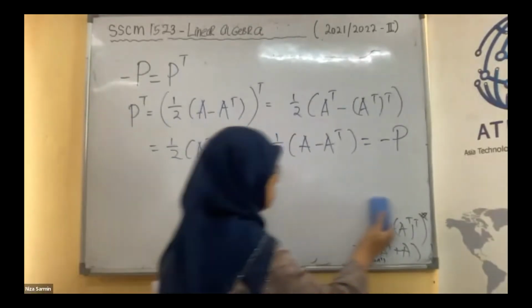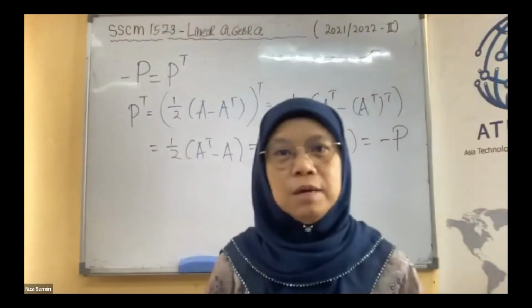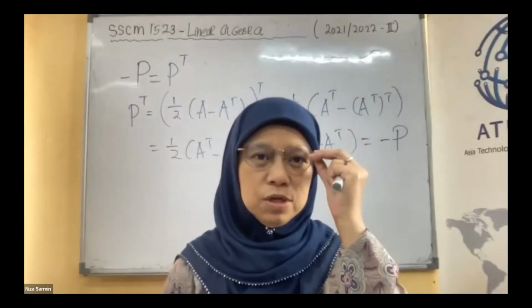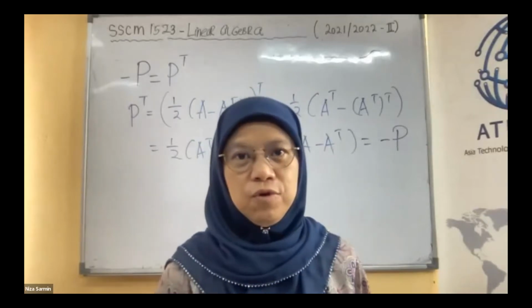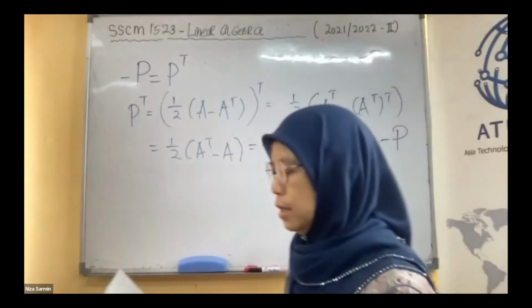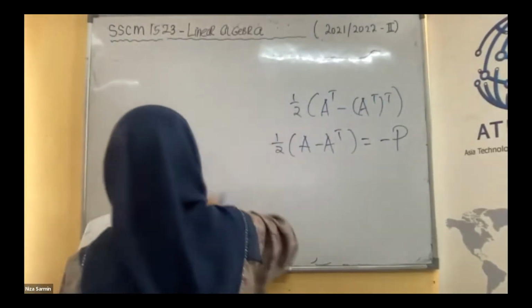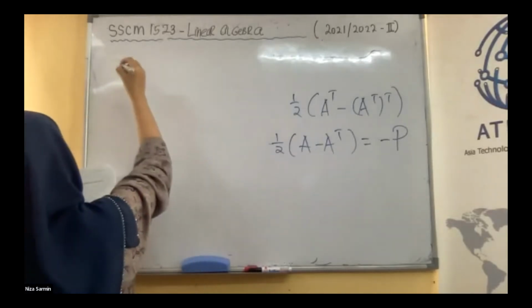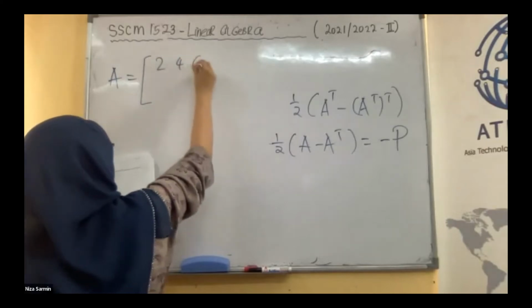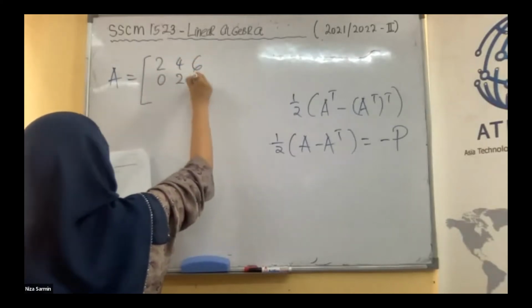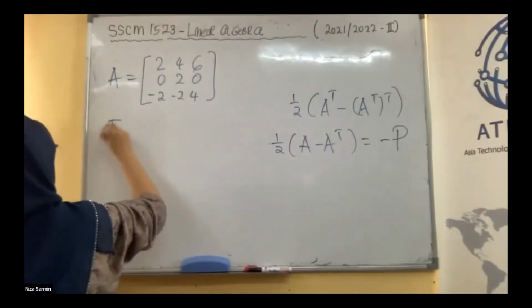We will have a 5-minute break. Okay. And after coming back from break, or you can do this during the break, there is exercise 1. If you have your notes with you, it's given as exercise 1 on page 9. I will write the question here, yeah? A is 2 4 6, 0 2 0, negative 2 negative 2 4. So find S and P, yeah?